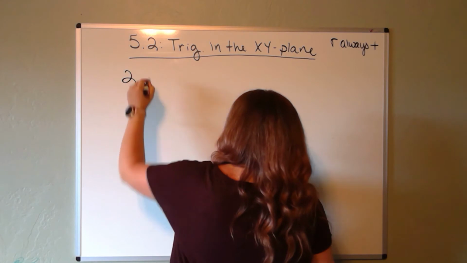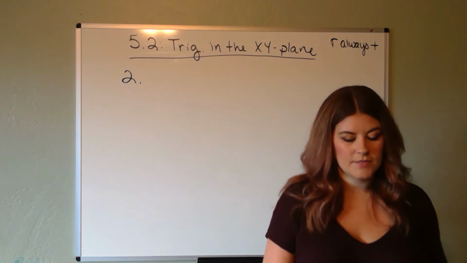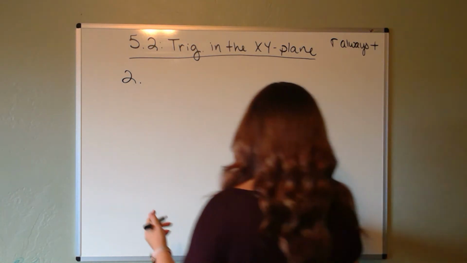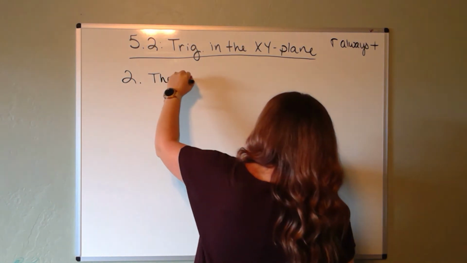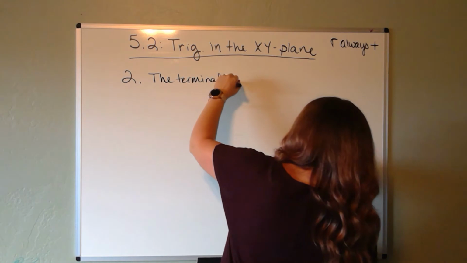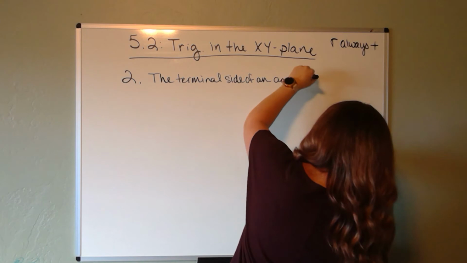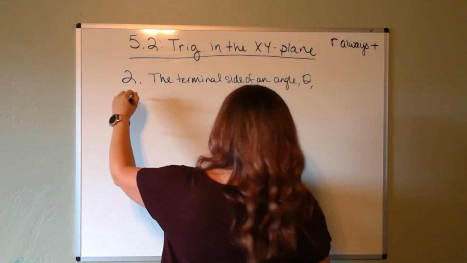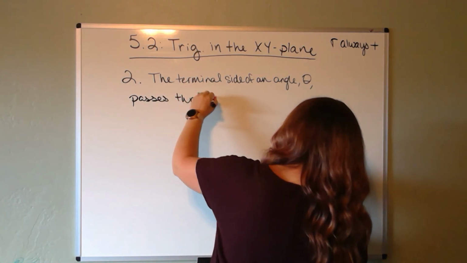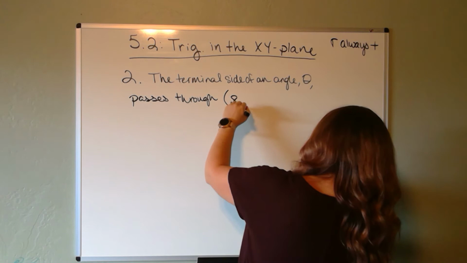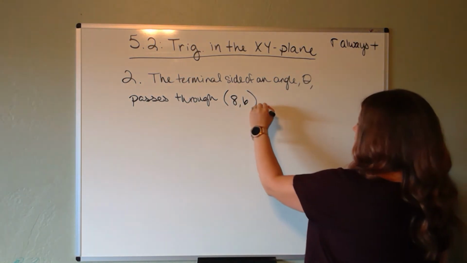So this particular example, as we work it, we're going to learn a lot of information about how to work all of these problems. This is a great teaching example. It says the terminal side of an angle theta passes through the point 8, 6. So this is the information it gives us about some angle theta.